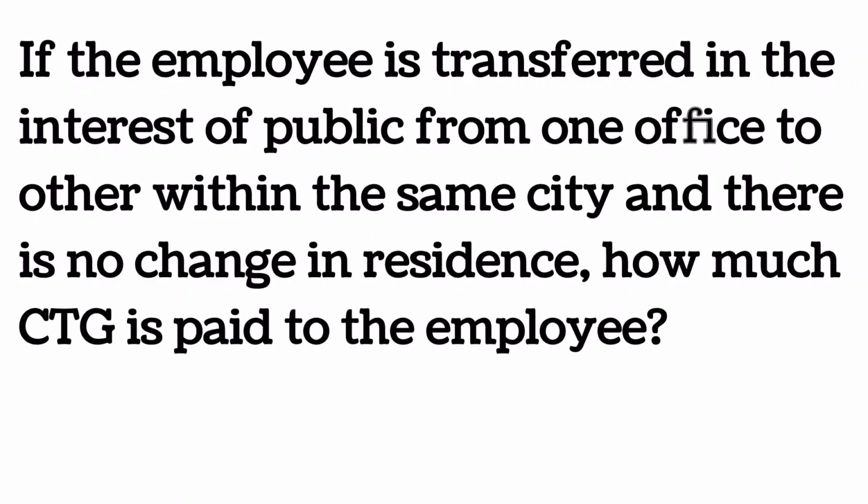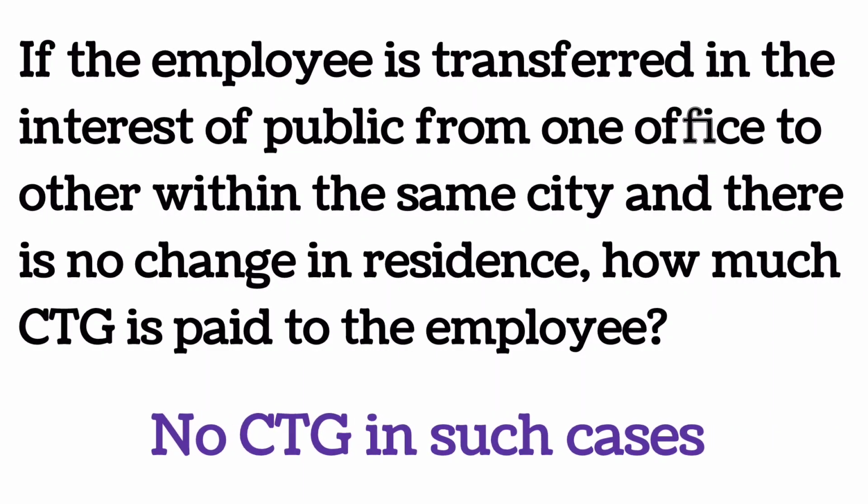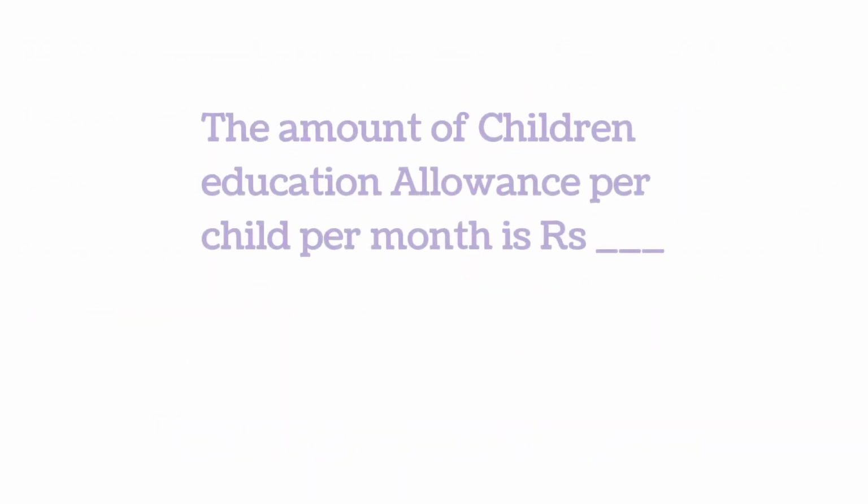If the employee is transferred in the interest of public from one office to another office within the same city and there is no change in residence, how much CTG is paid to the employee? Employee transferred in the interest of public from one office to another within the same city and there is no change in residence. So in such a case, no CTG is eligible. He will not get any CTG, composite transfer grant.